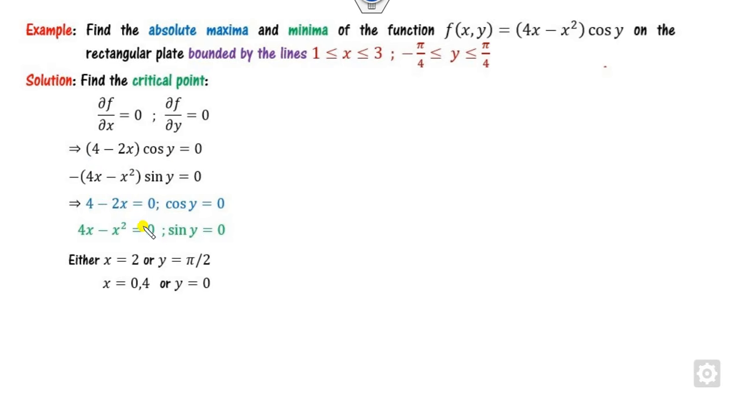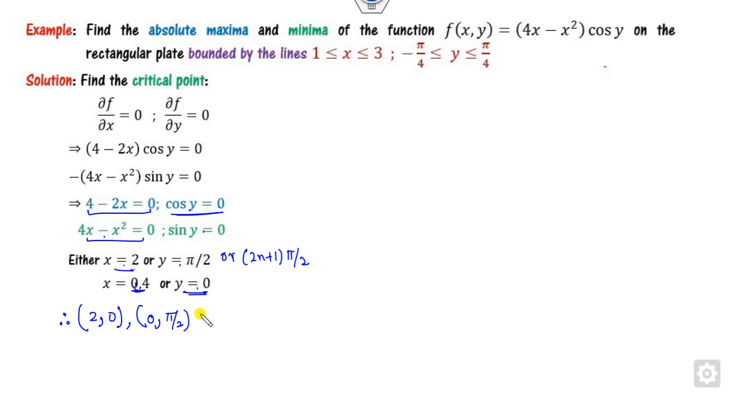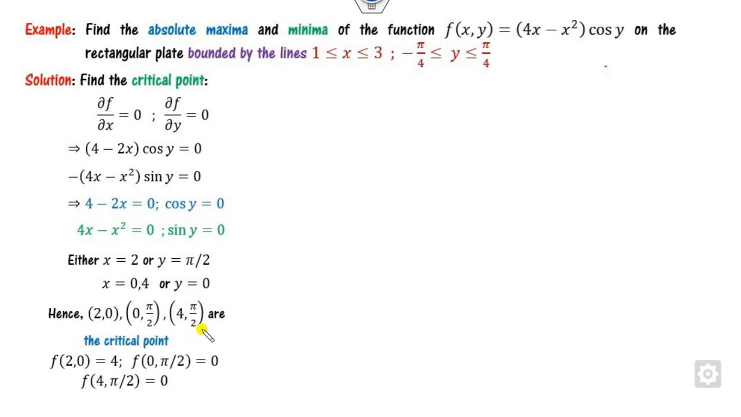So from here, you can see from the first pair, either x is 2, or the value of cos y is 0, that is nothing but pi by 2, or you can write this value as (2n plus 1) pi by 2. From the second pair, you can get x as 0 or 4, and y as 0. So therefore, what are the coordinate points? When x is 2, y is 0. When x is 0, y is pi by 2. And when x is 4, its value is pi by 2. So these are my critical points.